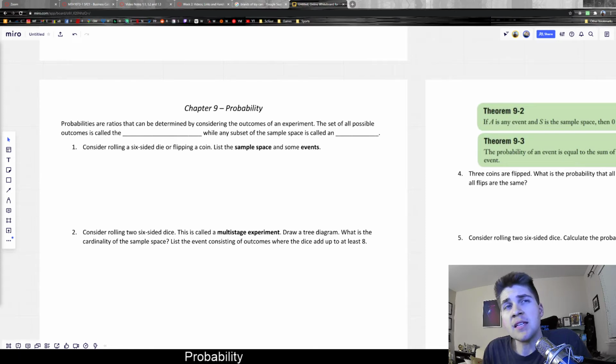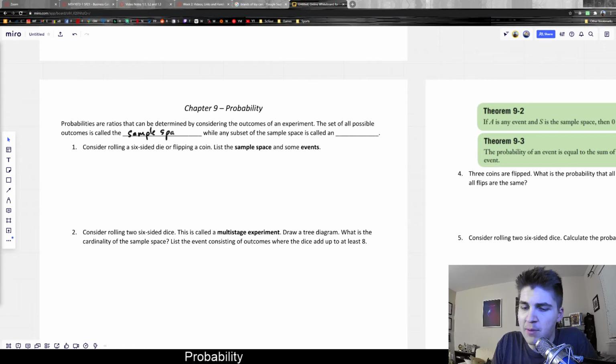Now, an experiment in as far as probability is concerned would be trying to do something like drawing from a deck of cards, flipping coins, rolling dice, and having a particular set of conditions that we are trying to analyze. The set of all possible outcomes is often referred to as the sample space.